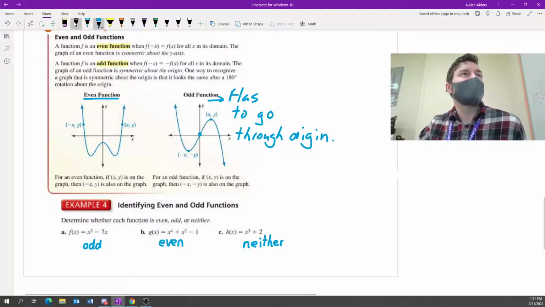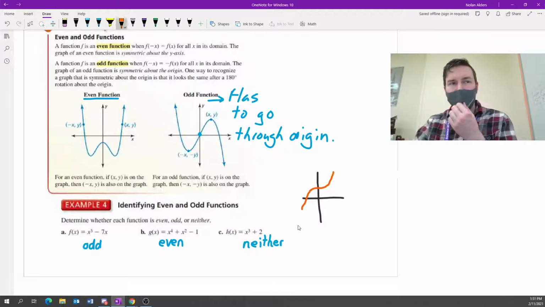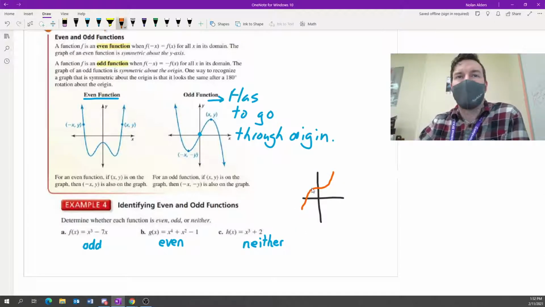I'll try to sketch a little graph of it. The graph kind of looks like this. Kind of goes up like this, evens out, and then goes up again. And it almost looks like it's an odd function, except it doesn't go through the origin. Notice it doesn't go through the origin. So since it doesn't go through the origin, it's not an odd function, so we say that it's neither.